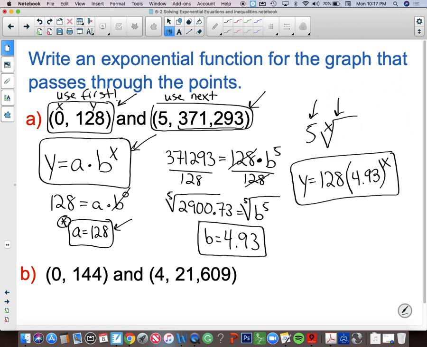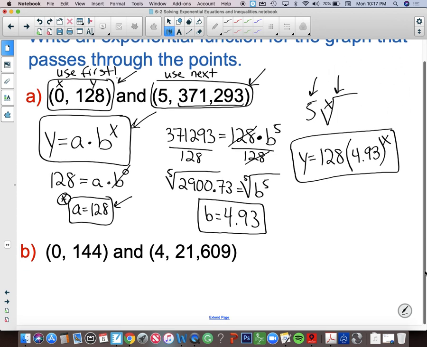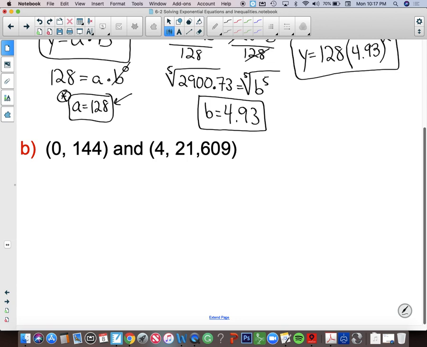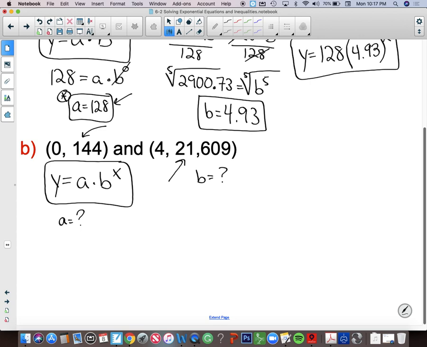Okay? So I want you guys to try the second one here, following exactly the same instructions that I gave you on the first one. So we got to use this formula. And then we got to find A first by using this point. And then we got to find B second by using this point. Okay, so give it a shot. Please pause the video again, 2 to 3 minutes. Work through the problem and then resume and we'll go through the solution.